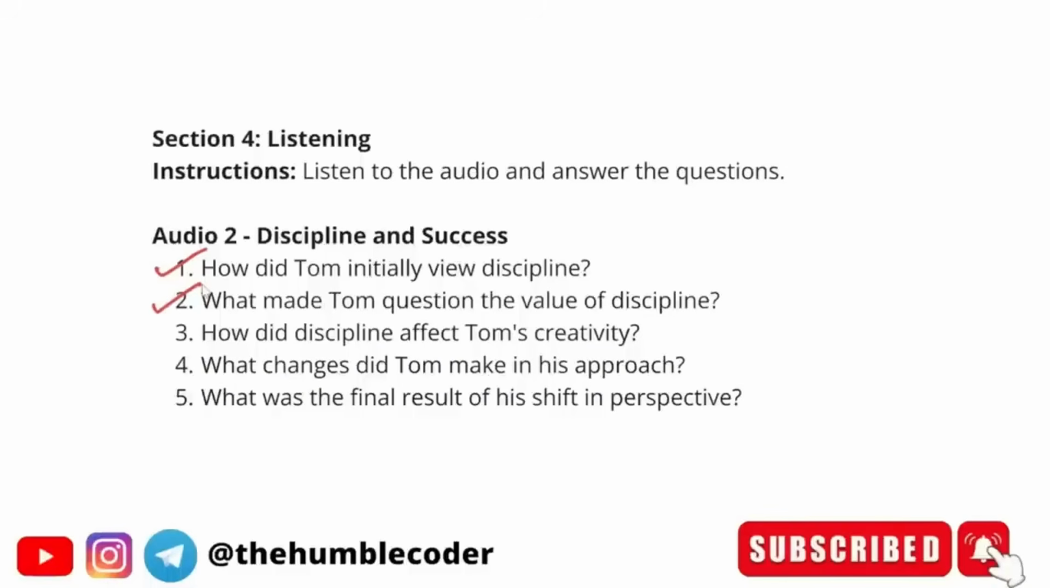Okay. Let's see the third question that we have. How did discipline affect Tom's creativity? The correct answer will be discipline affected Tom's creativity by limiting his ability to explore new ideas. Let's see the next question. What changes did Tom make in his approach? The correct answer will be he adopted a more flexible approach, allowing space for innovation. Let's see the next question. What was the final result of his shift in perspective? The correct answer will be the result was that his work improved and he found more passion in what he did.